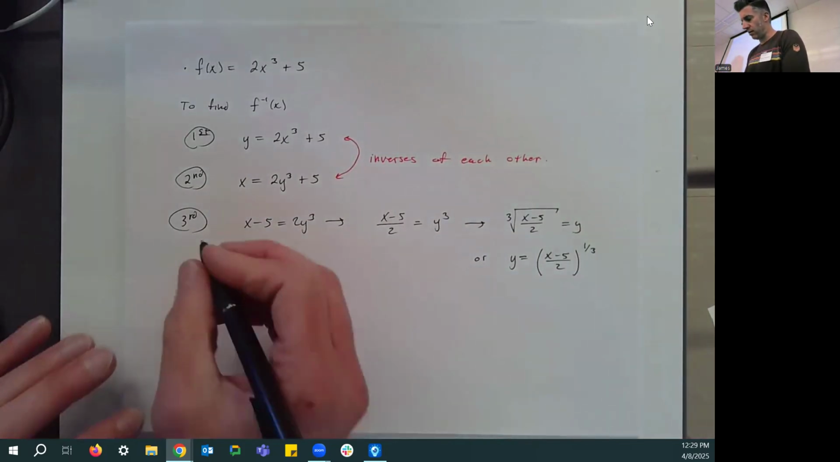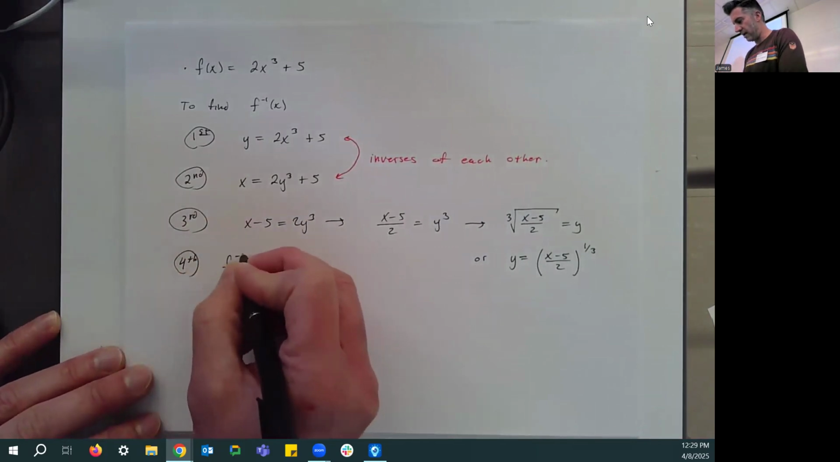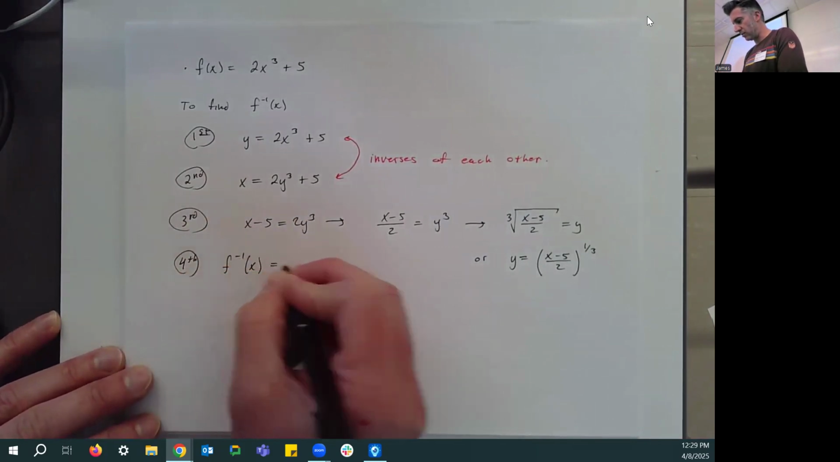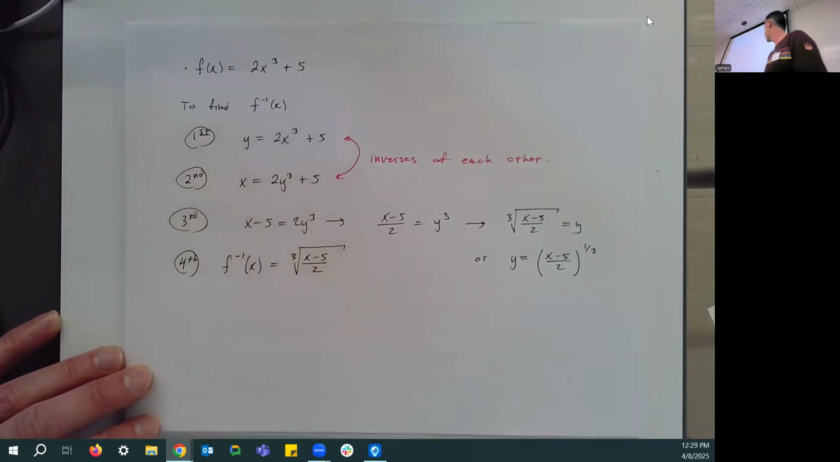Finally, not super necessarily, we do like to use the correct notation, so we could say that our function is f inverse of x and is equal to the cube root of x minus 5 divided by 2.